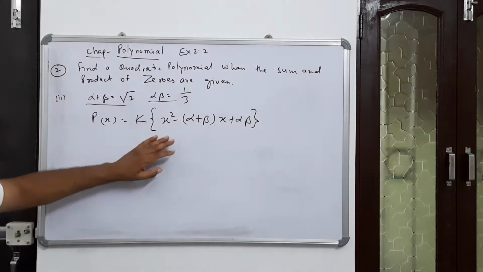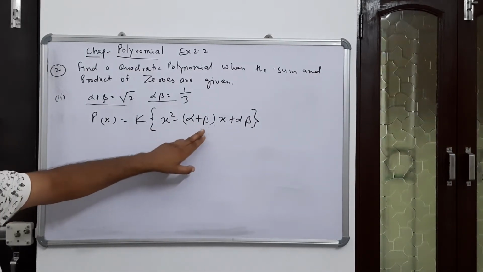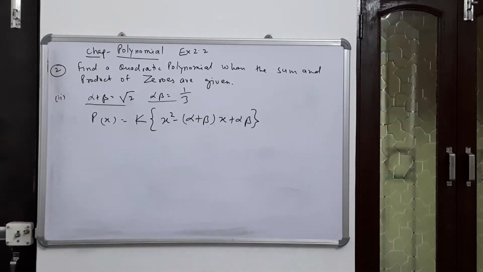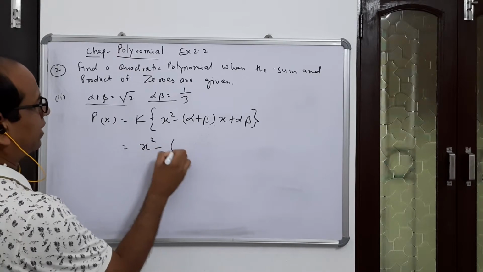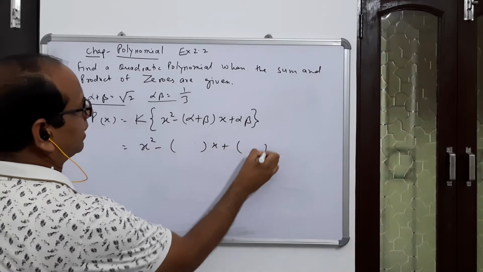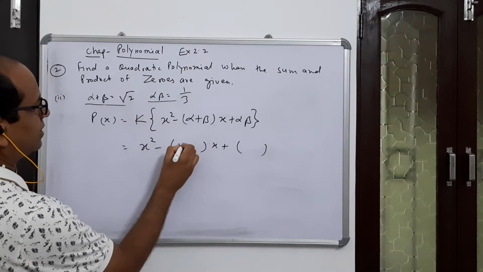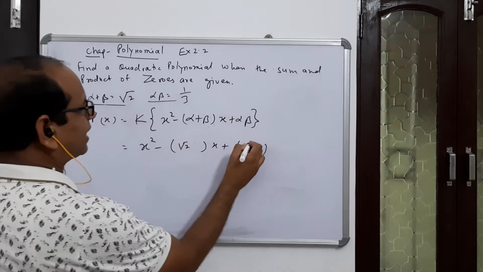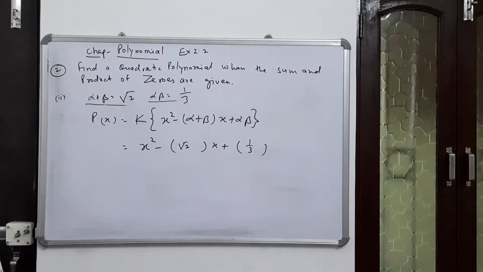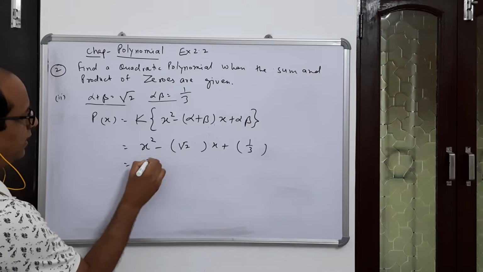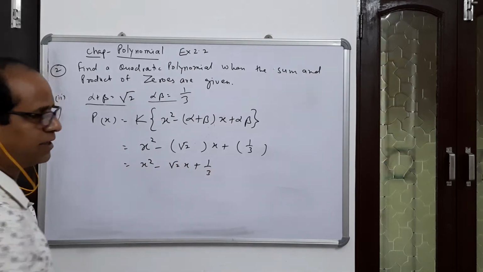And I told you yesterday this is the formula, that is k(x square minus (alpha plus beta)x plus alpha into beta). So here also we put x square, then a bracket for x and then another bracket. In the first bracket we write the value of alpha plus beta, that is root 2. In the second bracket we write the value of alpha into beta, that is 1 by 3. So in the next step, x square minus root 2x plus 1 by 3.